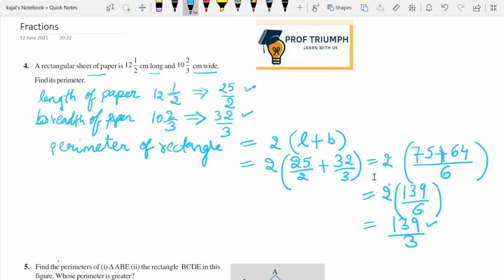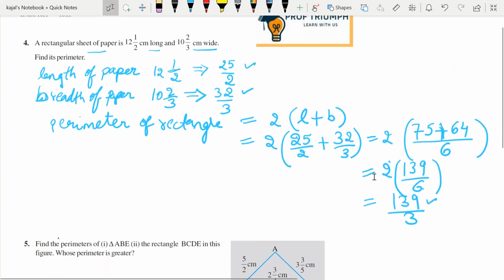This is the perimeter, but as the length and breadth are given in mixed fractions, we have to convert this into a mixed fraction, which is 46 1/3 centimeter. This is the perimeter of the given rectangle.